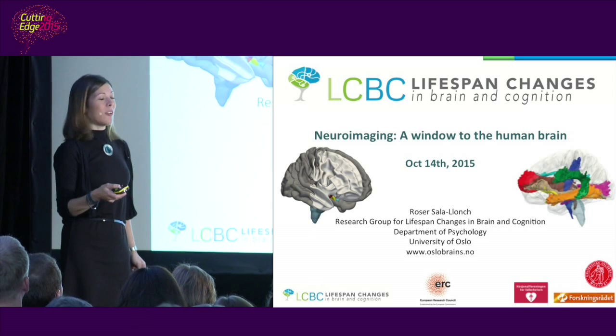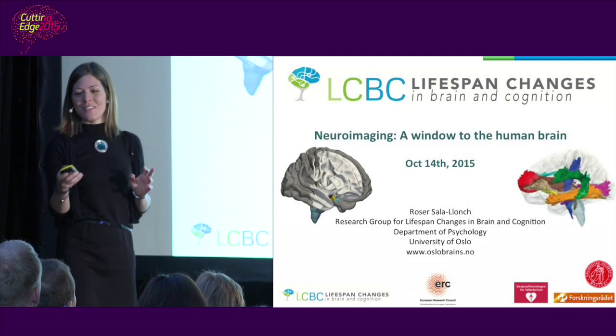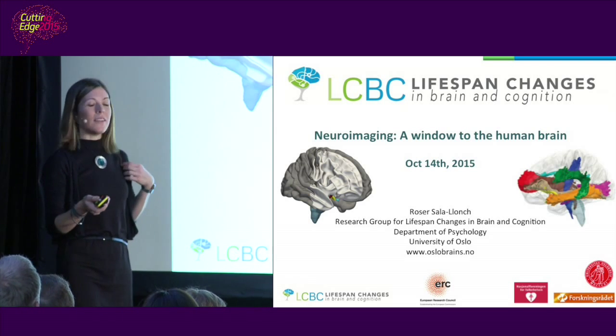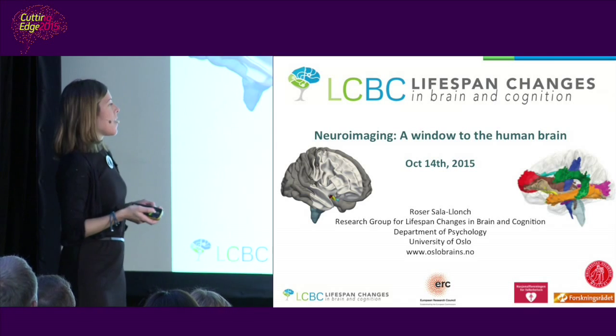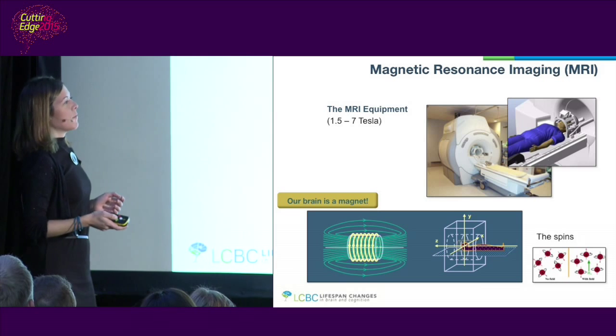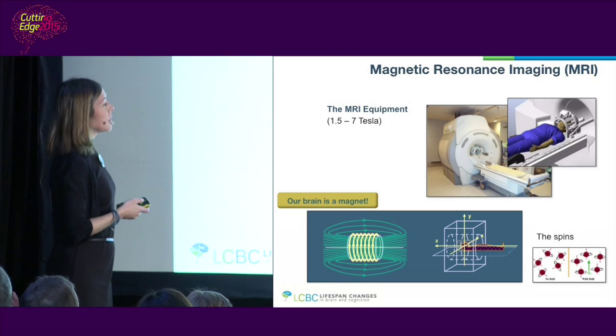I'm going to talk about a wider way to look at the brain. We have been looking at microscopes and ways to look at the cells. Now I'm going to talk about MRI. I don't know if many of you know what an MRI machine is. It looks something like this.